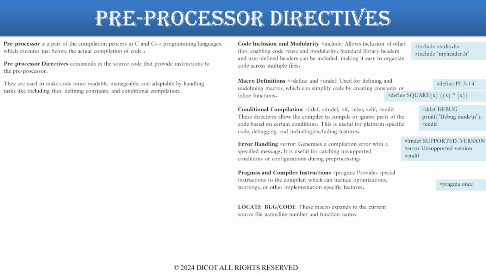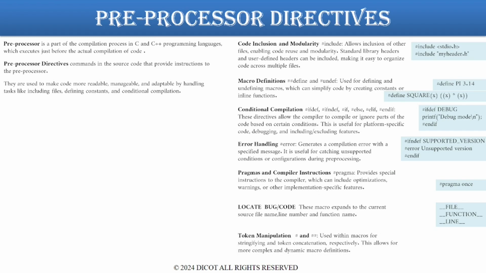Locating bugs in code. These macros expand to the current source file name, line number, and function. The __LINE__ macro expands to the current line number in the source code. The __FILE__ macro expands to the name of the current source file. And __FUNCTION__ expands to the name of the current function where it is used. These macros can be useful for debugging, logging, and error handling, as they allow you to easily reference the source file name, line number, and function's name in the output messages.